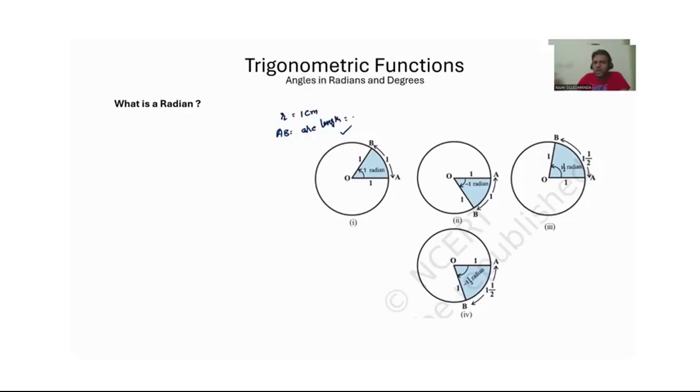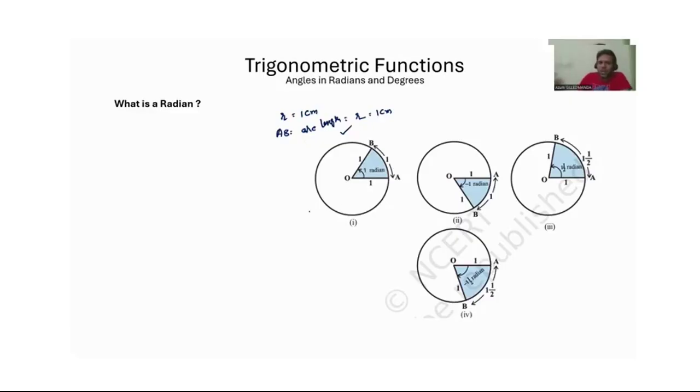So if the arc length is equal to the radius, that 1 centimeter, then the angle subtended by that arc at the center of the circle is called 1 radian. So basically, in a unit circle with a 1 centimeter radius and an arc length of 1 centimeter, whatever angle it subtends at the center, that is called 1 radian.